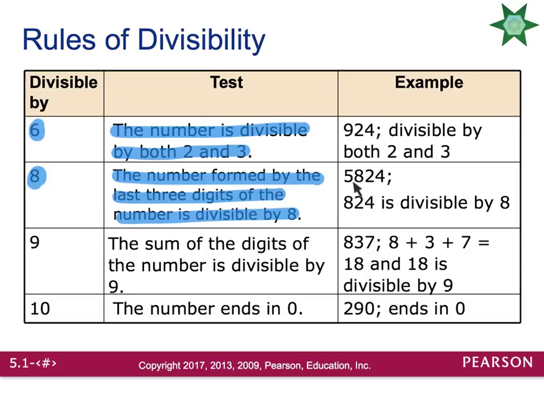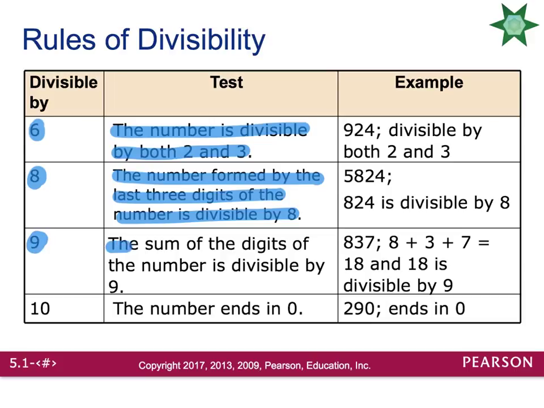Another way to do that is to see if we can divide it by 4 and by 2. Or we can take half of it 3 times, basically, because 2 times 2 times 2 is 8. So if you can take half of that 3 times and still get a natural number, then it's divisible by 8 as well.